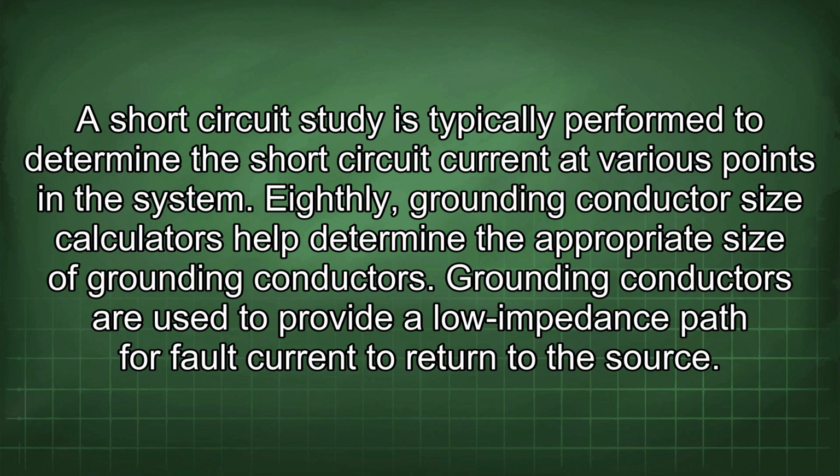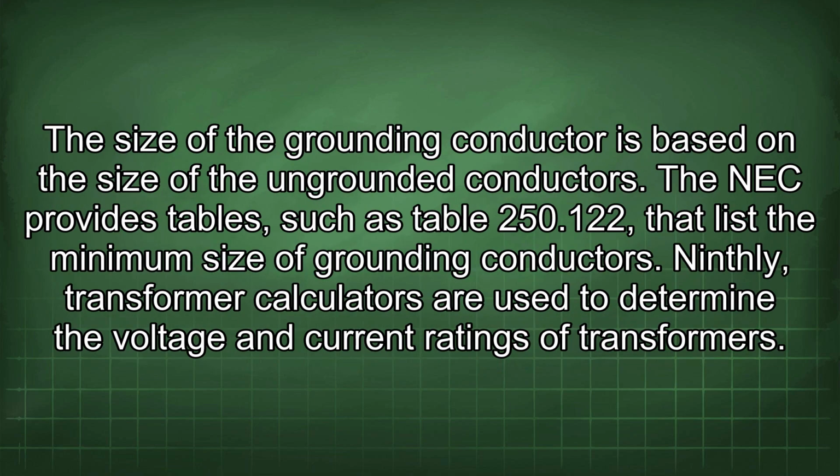Eighthly, grounding conductor size calculators help determine the appropriate size of grounding conductors. Grounding conductors are used to provide a low impedance path for fault current to return to the source. The size of the grounding conductor is based on the size of the ungrounded conductors. The NEC provides tables, such as Table 250.122, that list the minimum size of grounding conductors.